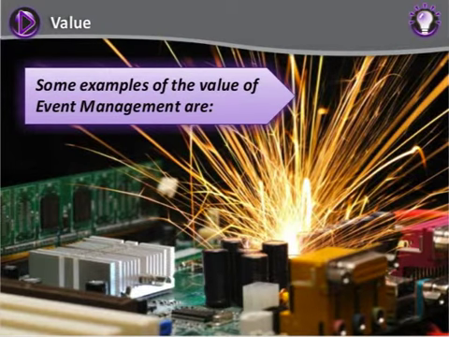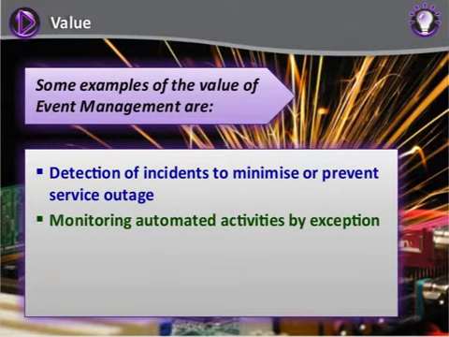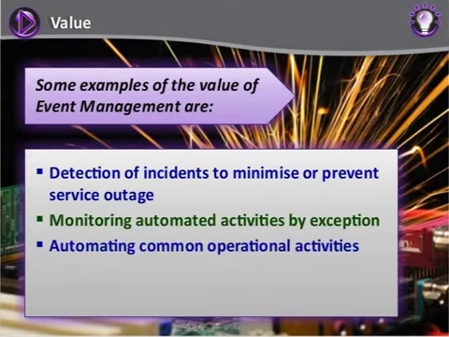You can see some examples of the value that event management delivers here. The process allows for early detection of incidents, minimizing or even preventing service outages. In conjunction with other service management processes, availability or capacity management, for example, event management can provide early warning of issues, allowing for more efficient management of the processes. Automated activity can be monitored by exception, removing the need for costly real-time monitoring. Operations activities can be automated, again, saving money and resources.